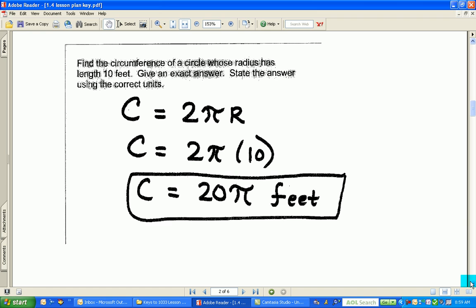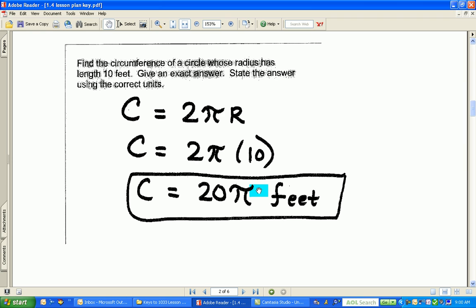All right, here's a similar type problem, but with a different formula. Find the circumference of a circle whose radius has length 10 feet. Give an exact answer. Again, meaning don't punch your way to happiness on a calculator with pi. So, first thing you need to know, circumference. If you're measuring your way around a circle, C equals 2 times pi times r. In this case, we're told to put in a 10 for r. 2 times 10 is 20.